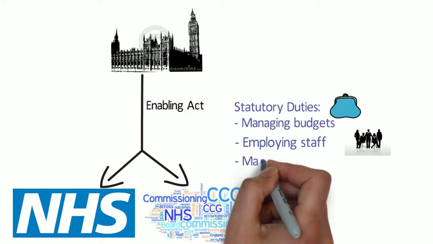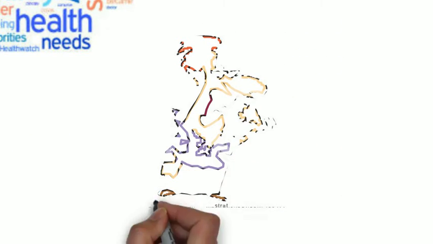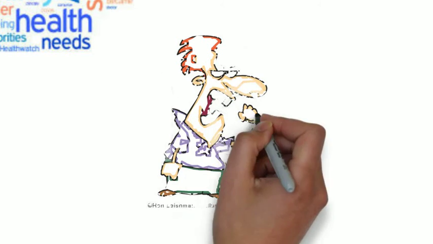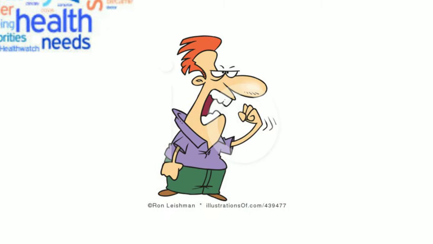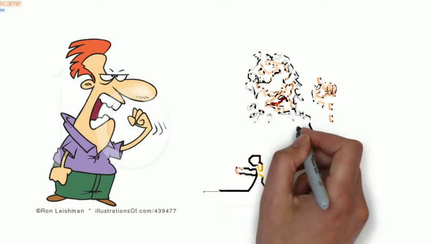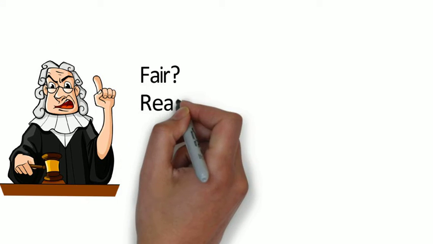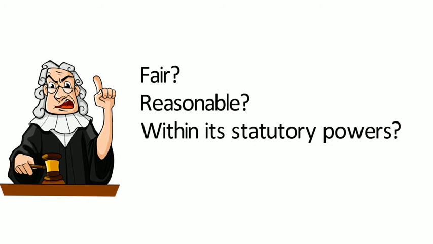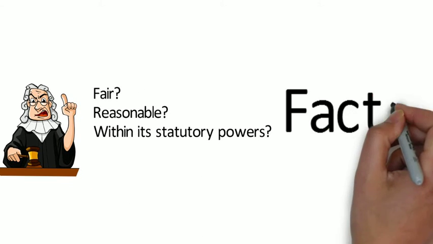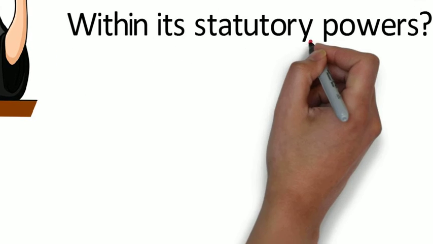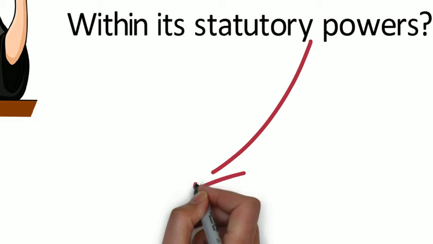Now, administrative law is the law that's applied if someone believes that they've been wronged by a public body exceeding their statutory powers. Then they can apply to the administrative court for a judicial review. A judicial review is when the court determines whether the public body acted fairly, reasonably and within its statutory powers. It doesn't review the factual basis on which the decision was made, but it looks at three criteria.